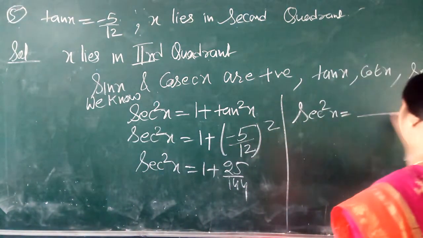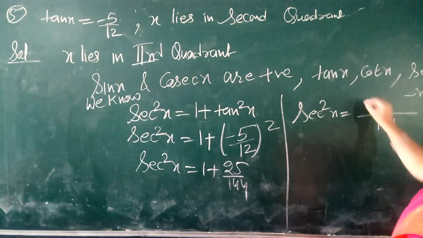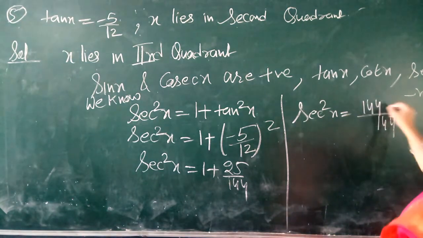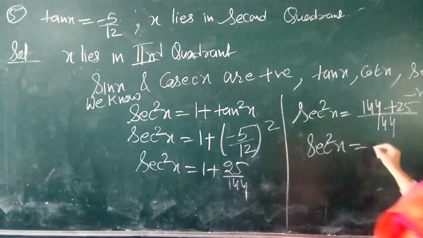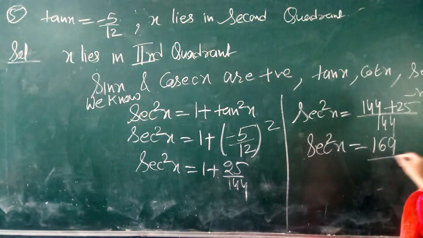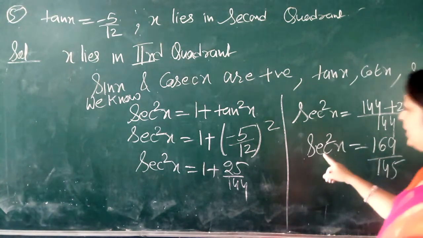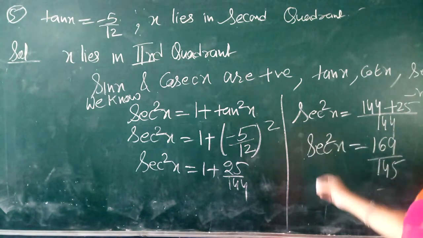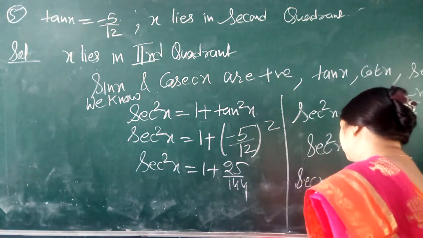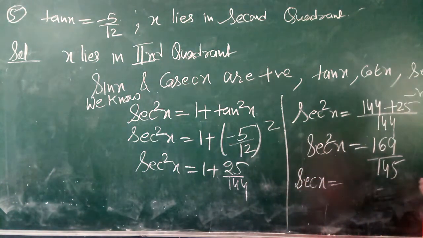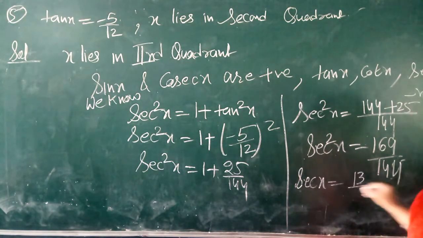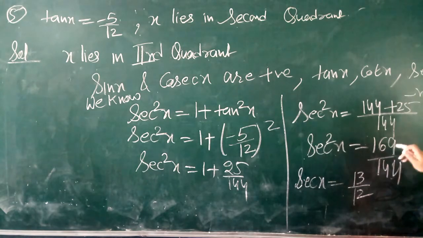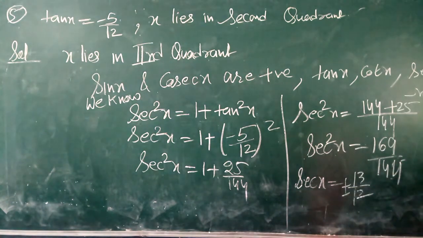So take the LCM here, it will be 144. After taking the LCM, it is 144 plus 25. Now add these two terms, and we get 169 upon 144. This is the value of sec square x. You have to find the value of sec x, so take the square root of this term. What will come here? That is 13 upon 12, since 13 square is 169 and 12 square is 144, with plus minus sign.